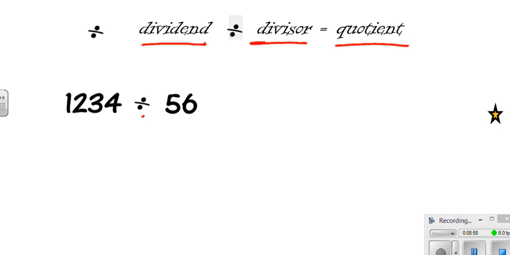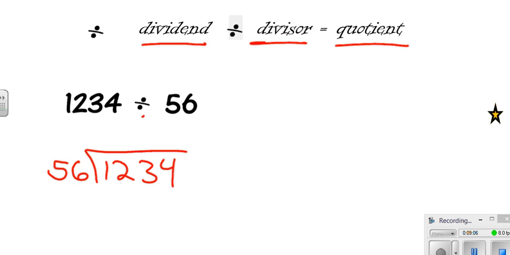So if I see 1,234 divided by 56, I can write that like this, because that's going to be the easier way to solve this. But I have to read it still correctly. It's this number here divided by this number here, which is what our sentence reads right here. But we go ahead and do this.